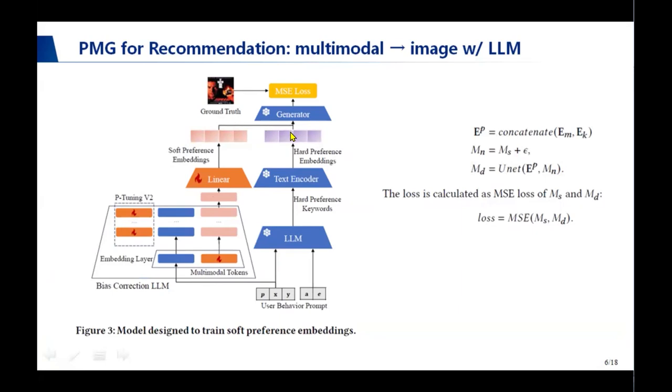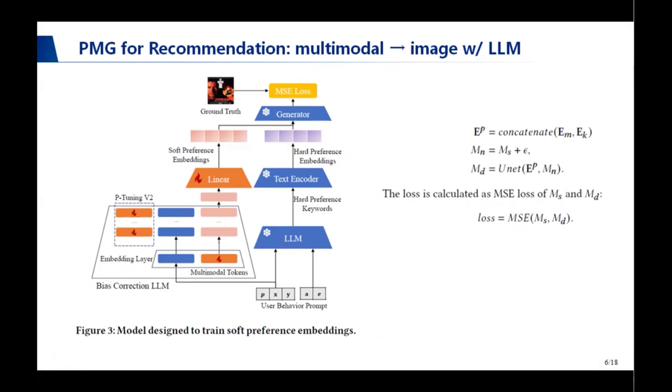Together with the hard preference embeddings, the text-to-image generator will generate the ultimate image, and we will compare that ultimate image with the ground truth. I will talk about the ground truth a bit later.